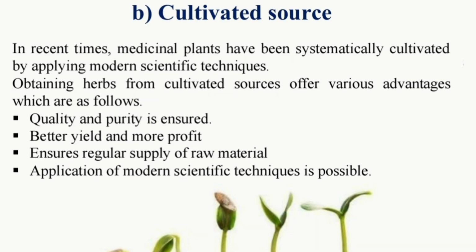Then cultivated sources. In recent times, the medicinal plants have been systematically cultivated by applying the modern scientific techniques. So, in this type of cultivated sources, we cultivate them using modern scientific techniques. Obtaining the herbs from cultivated sources offers various advantages, which are as follows. Quality and purity is ensured, better yield and more profit, a regular supply of the raw material is ensured, and application of modern scientific techniques is possible.